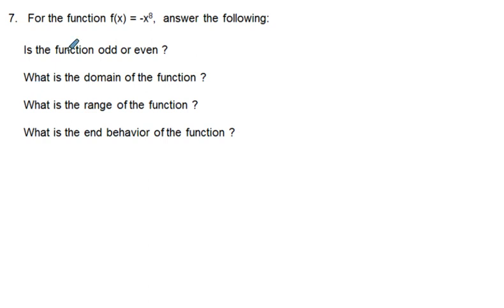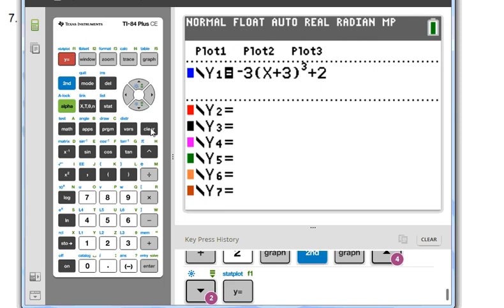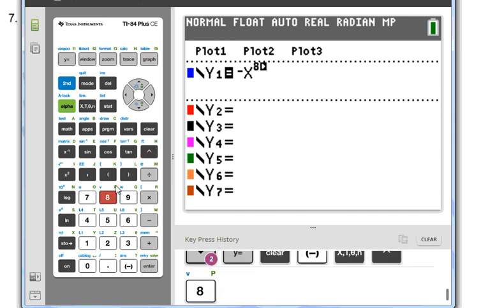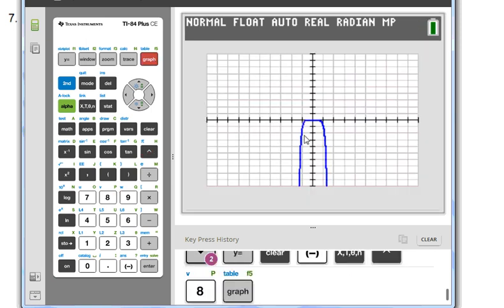Problem 7. For the function f(x) equals negative x to the 8th power, answer the following. Is the function odd or even? Well, we have a negative, even. So even will be our answer here. And we can tell when we graph, we say negative x to the 8th power. We graph the function. That's what it looks like, sort of upside down, kind of flat on the top of a U.